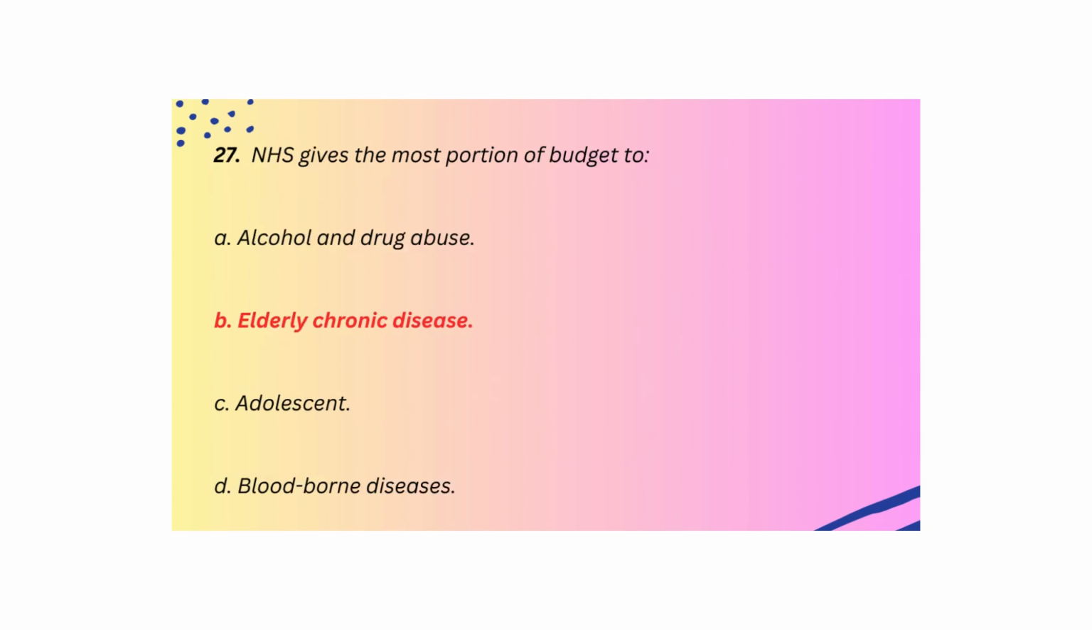Q27. The NHS gives the most portion of its budget to A. Alcohol and drug abuse. B. Elderly chronic disease. C. Adolescent. D. Blood-borne diseases.